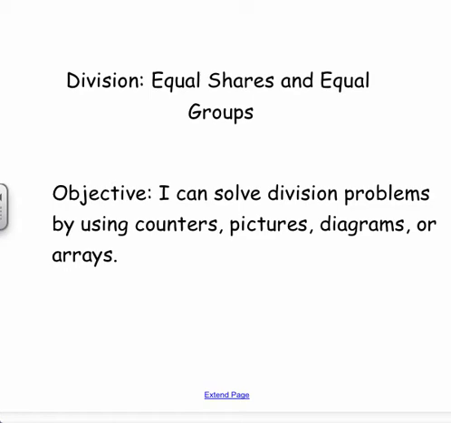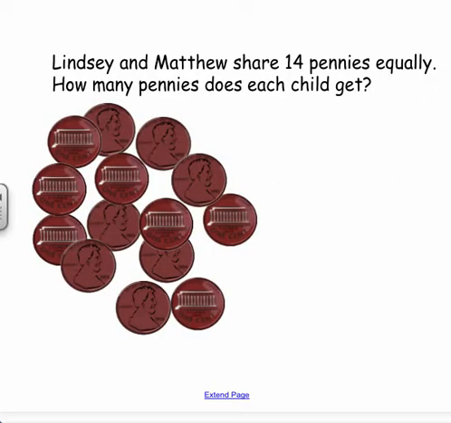Hi everybody, today we're going to talk about division, equal shares and equal groups. Objective: I can solve division problems by using counters, pictures, diagrams, or arrays. Let's look at an example of a division story problem.